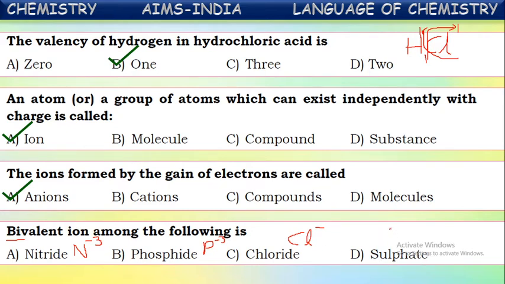What about sulfate ion? The formula of sulfate ion is SO4 minus 2, or 2 minus. This is a sulfate ion. What is the valency in this? 2. This sulfate ion has valency 2, so it is called a bivalent ion. The ion with valency 2 among these is sulfate ion, SO4 minus 2. Nitride and phosphide are trivalent ions, whereas chloride ion is a monovalent ion.